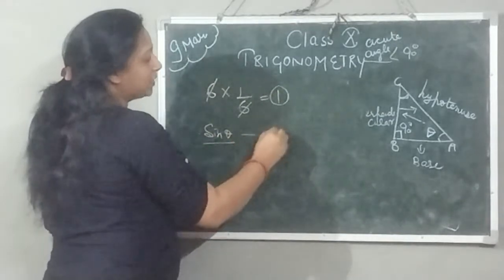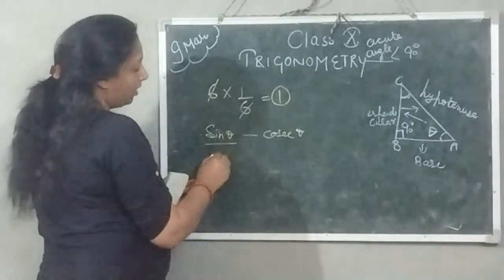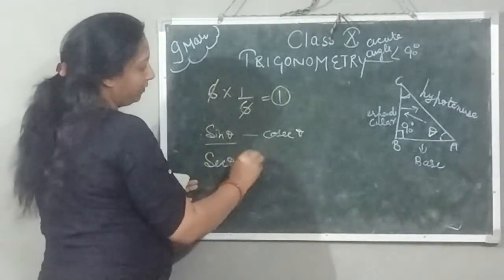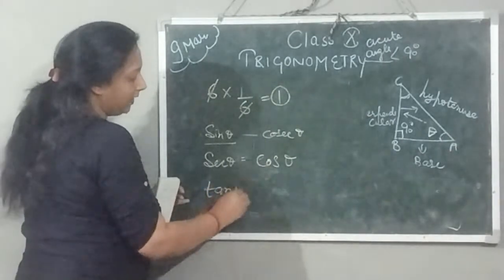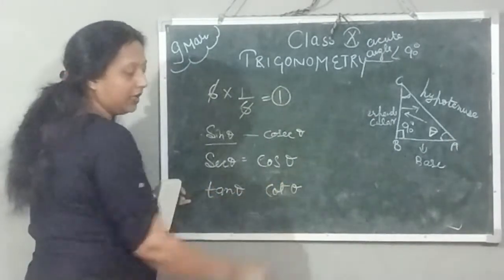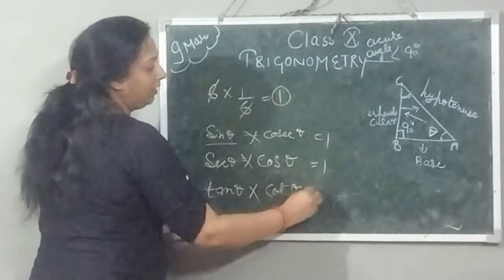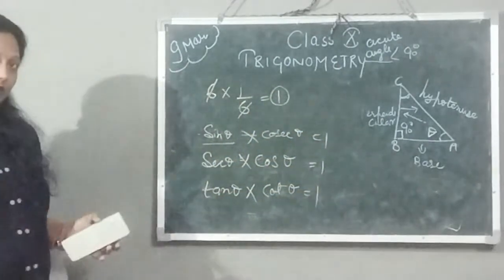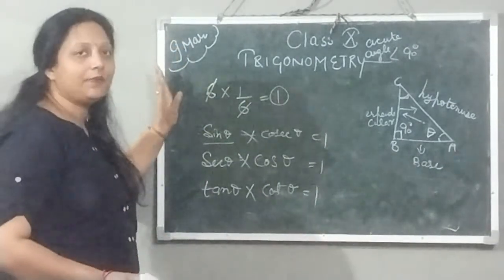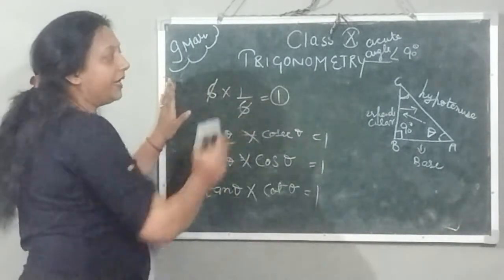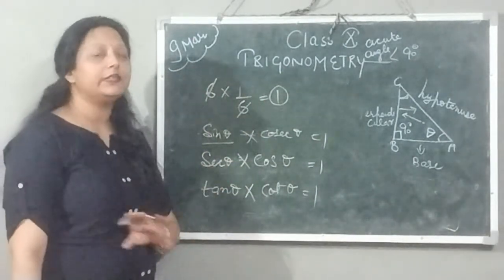So now you can see that if I multiply the reciprocals, sin theta's opposite will be cosec theta, right? Sec theta is the opposite of cos theta and tan theta is the opposite of cot theta. If I multiply all of them, what do I get? That is equal to 1, right? I think you got my words. So this is the basic for trigonometry that you have to learn first. After that you can find out all the sums very easily.